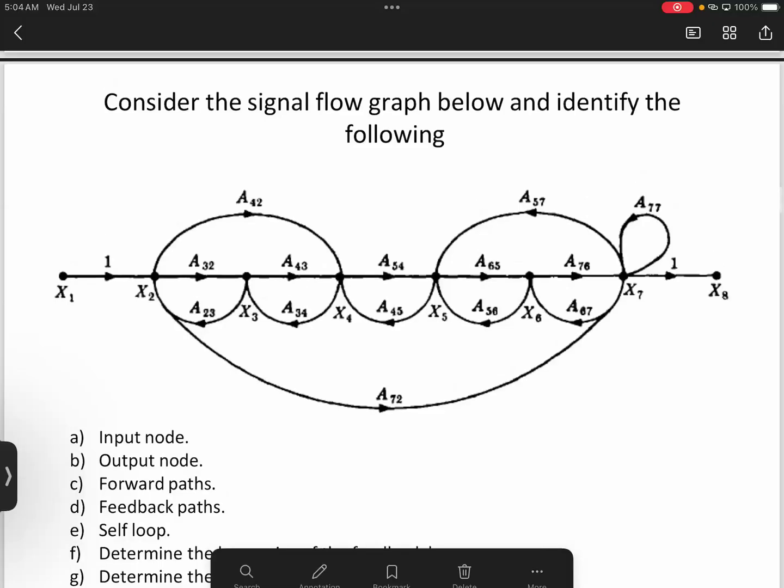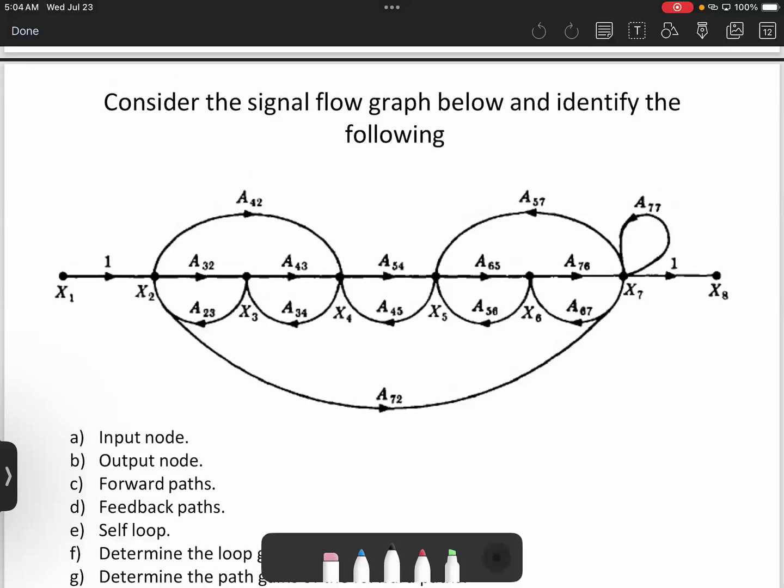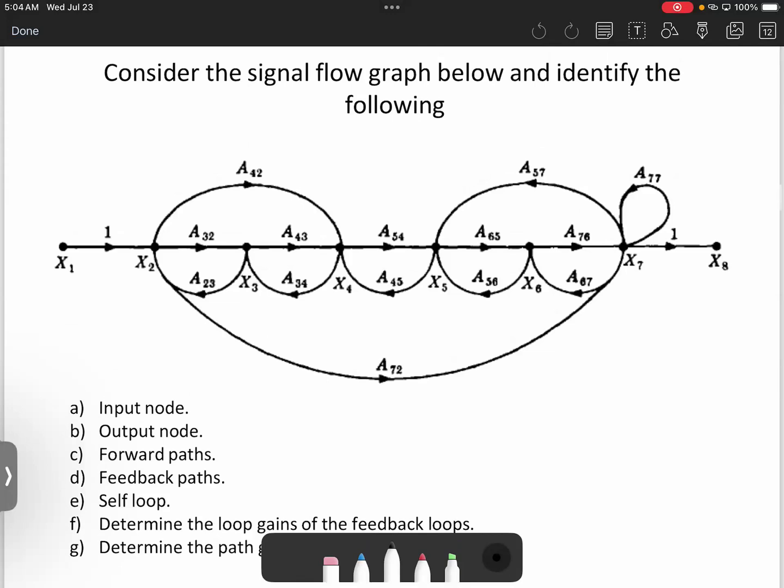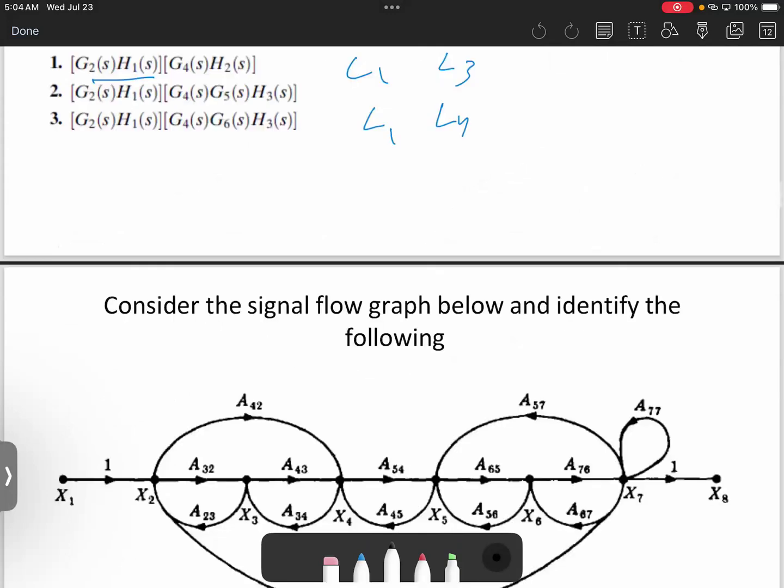Today we will continue on the signal flow graph. So last lecture we stopped here. We already discussed a little bit. Let's just recap a little bit about the signal flow graph.